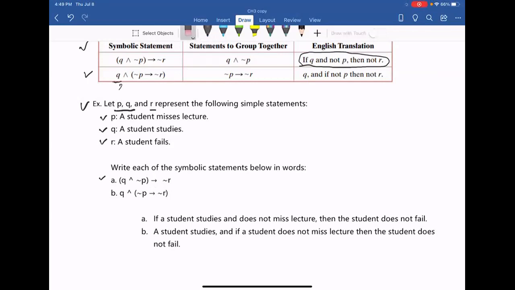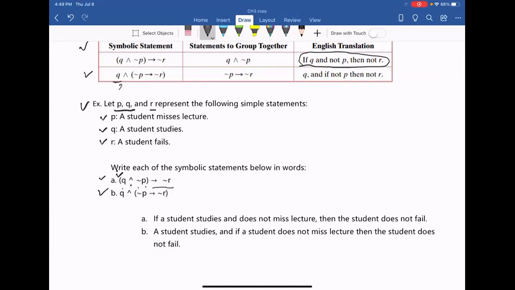So I can say, I put if here, if Q and not P, then not R. So what is Q, what is R? You just plug them in. You can say, if a student studies and does not miss lecture, then the student does not fail.